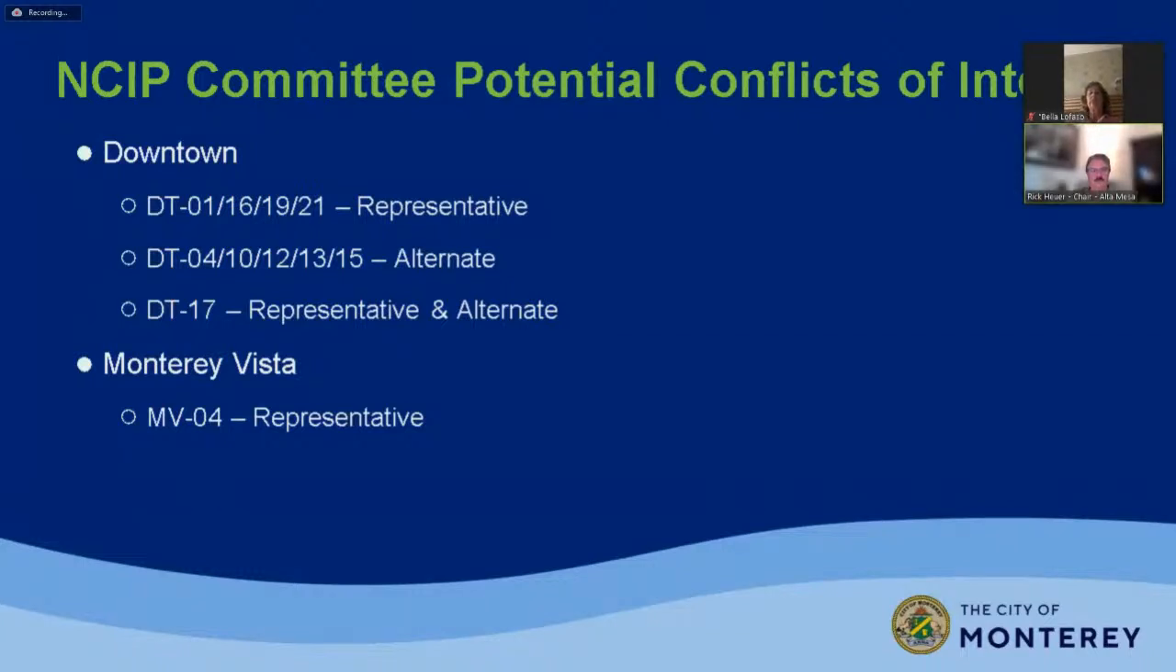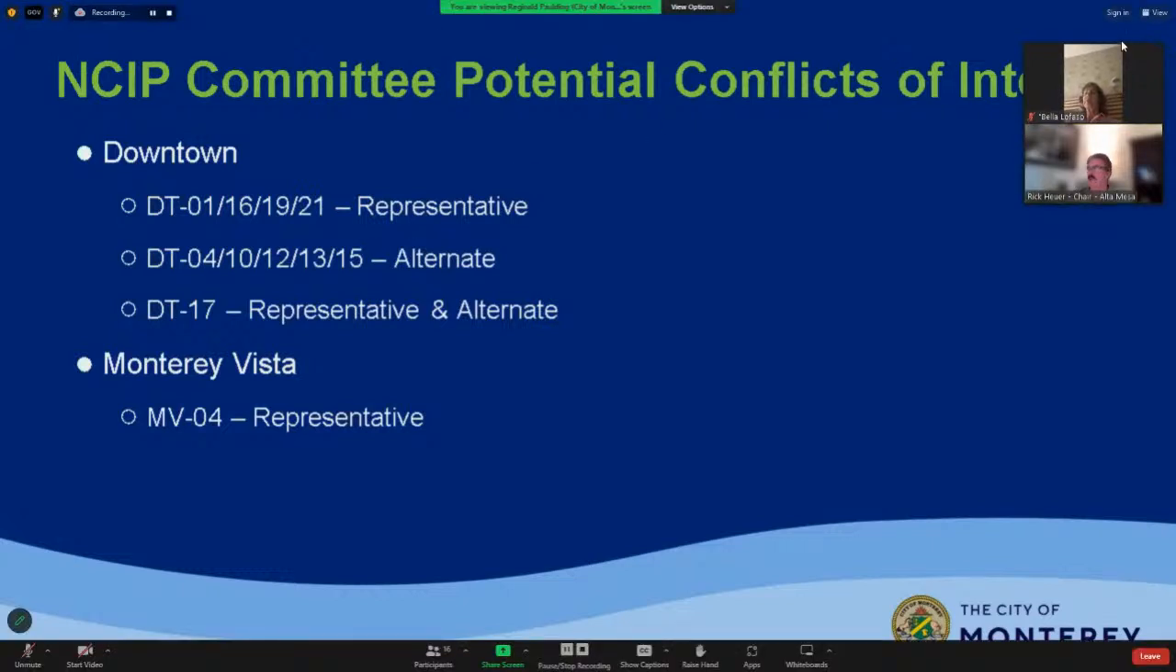Kurt? None of the ones in downtown that are within the 1,000-foot rule would affect my property. And again, like Jamie said, they're older projects and I've voted on them before. So no comment on any of those. Okay. And Bella, for yours?